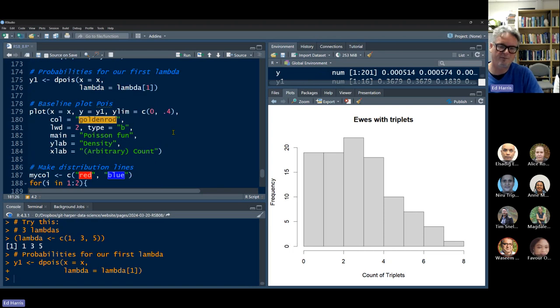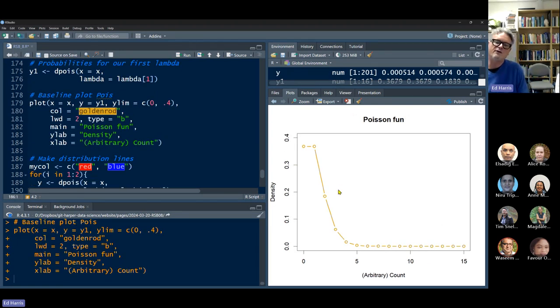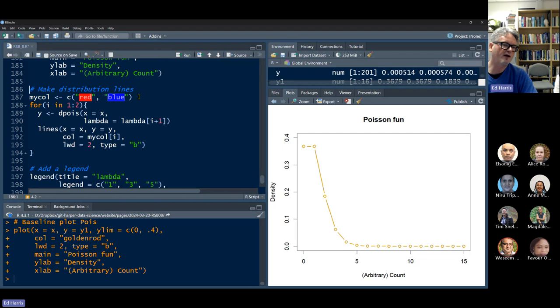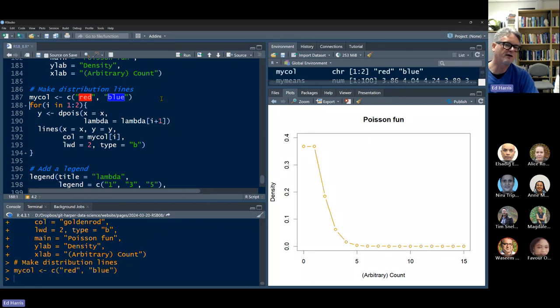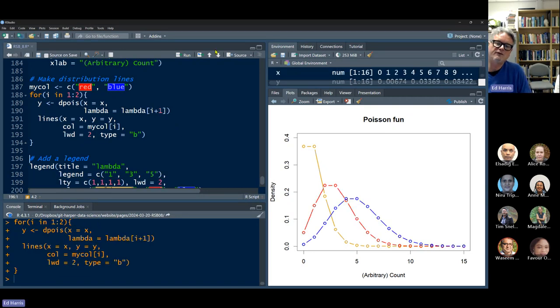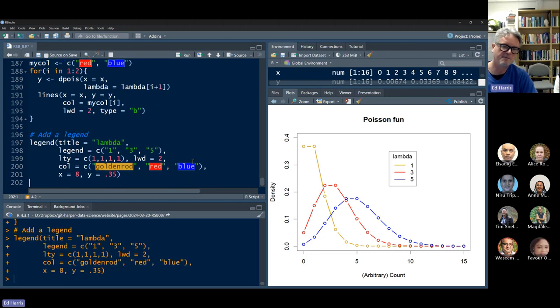Now let's make our first plot. So we can see with a lambda of 1, we've got this extreme skew to the right, and there are zero values for most of those. And just like before, we're going to make some new colors. I'm going to leave my for code, and you can play with this later to reassure yourself of how it works. And you can kind of see how, as lambda changes from 1 to 3 to 5, it's almost like an emergent Gaussian coming out. The entomologists are happy. Okay, and then our legend.